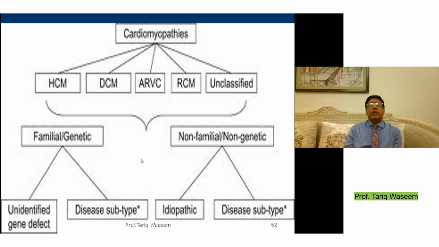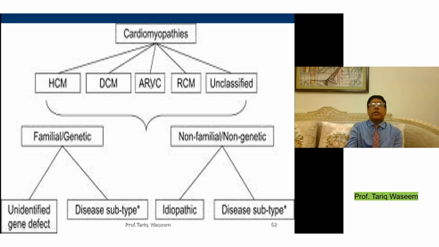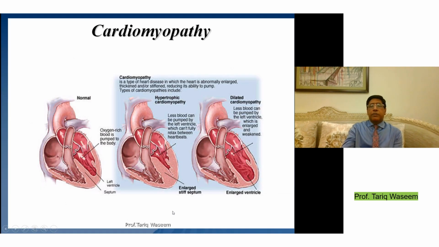Now, this is a summary of various cardiomyopathies. So we can have hypertrophic cardiomyopathy, we can have dilated cardiomyopathy, and there is a particular type, which we did not touch, arrhythmogenic right ventricular cardiomyopathy. Sometimes cardiomyopathy can be restricted to the right ventricle alone, or right-sided cardiomyopathies, and some unclassified. Similarly, cardiomyopathy may have a familial basis, particularly where there may be some unidentified genes responsible, and there will be some disease subtypes, particularly hypertrophic cardiomyopathy, which are more likely to have a familial basis, and then there will be non-familial types like idiopathic or other disease subtypes.